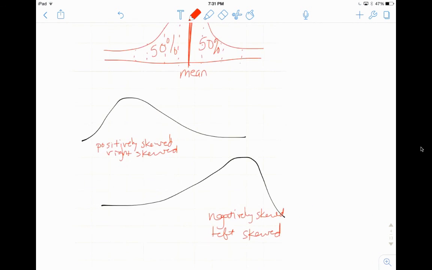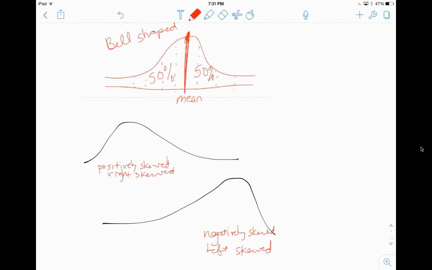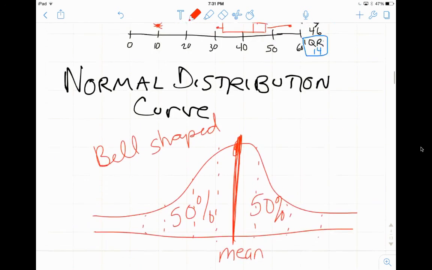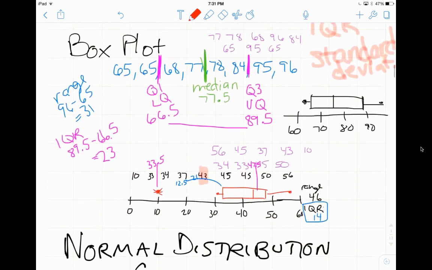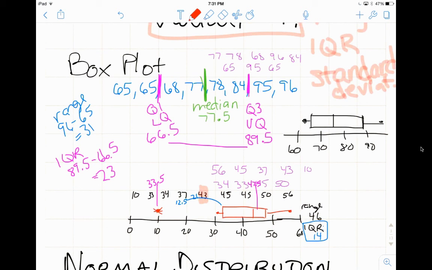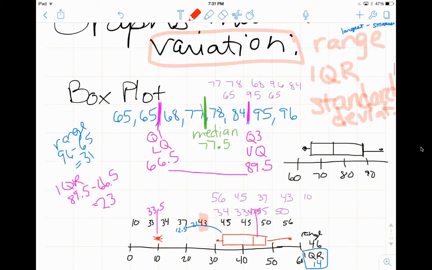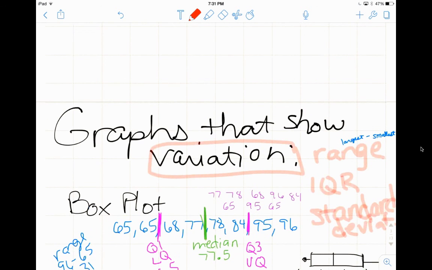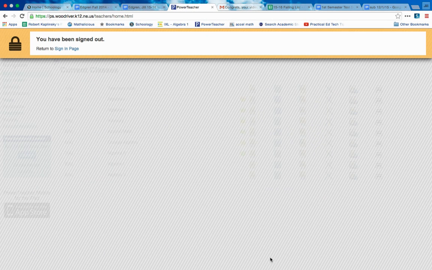That means it's not normal. Usually if we have great data, it's going to all line up: our mean, our median, our mode. And we're going to find a standard deviation to work with. Otherwise, for our other measures of variation, we might use a box plot to show it, with our range, our interquartile range, and our standard deviation. Sorry about that.